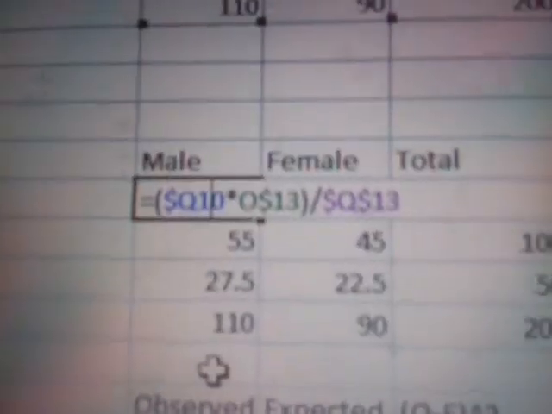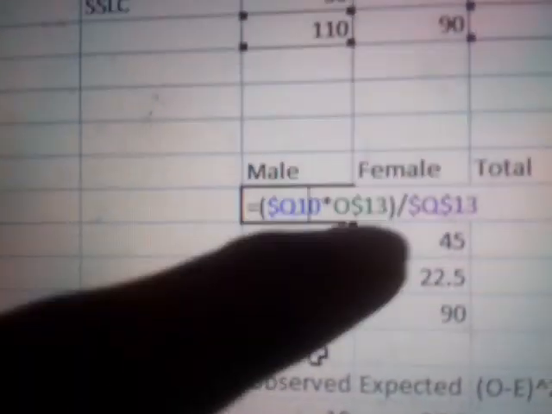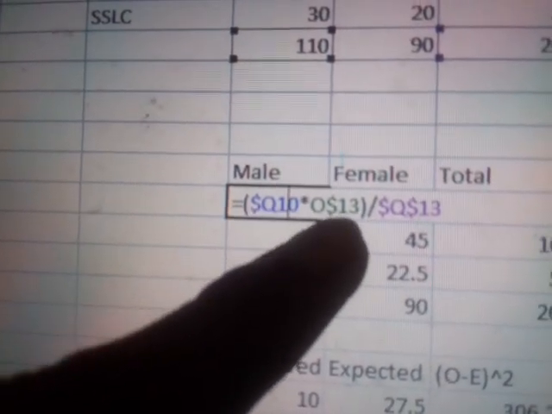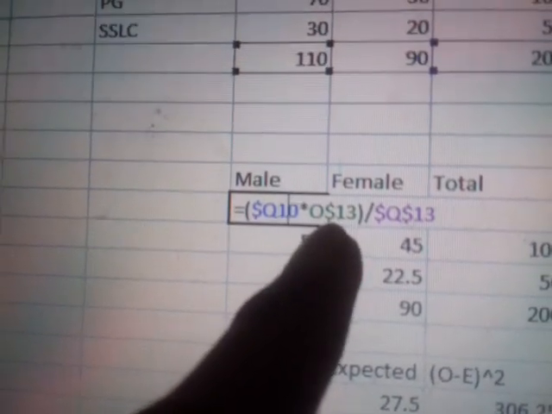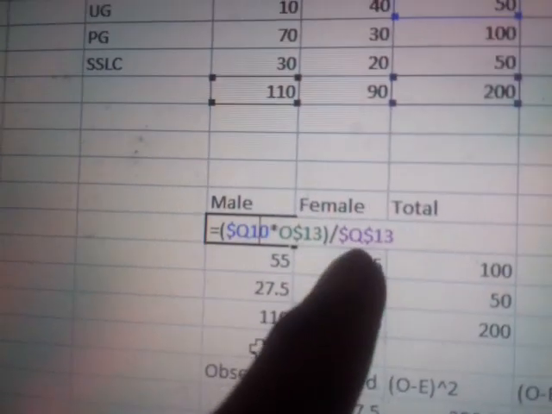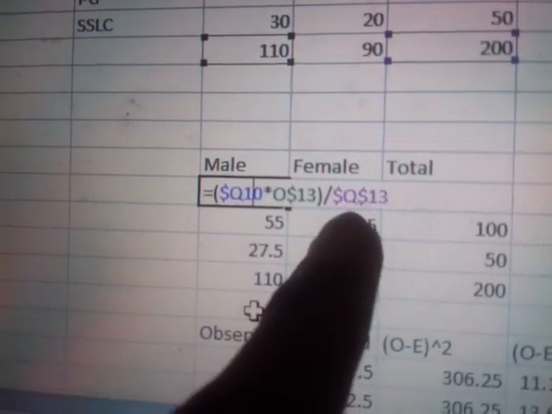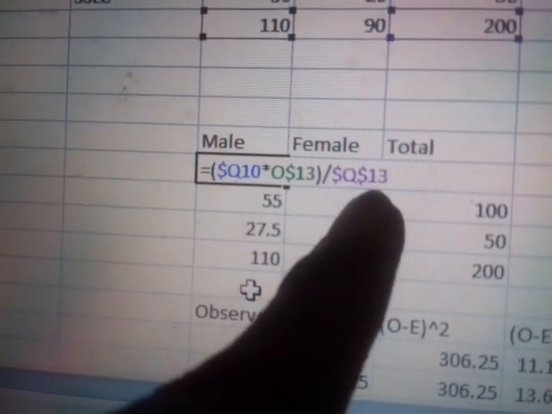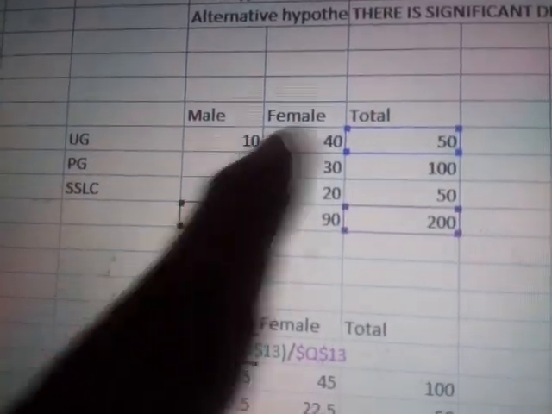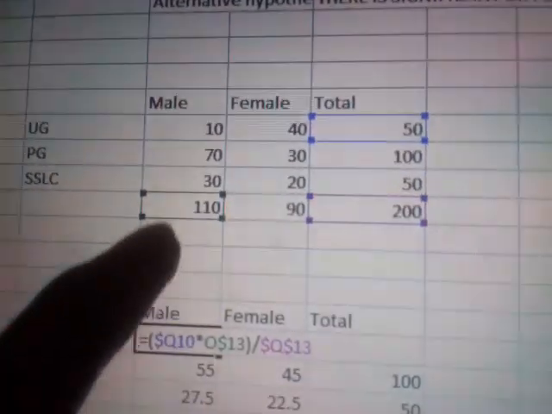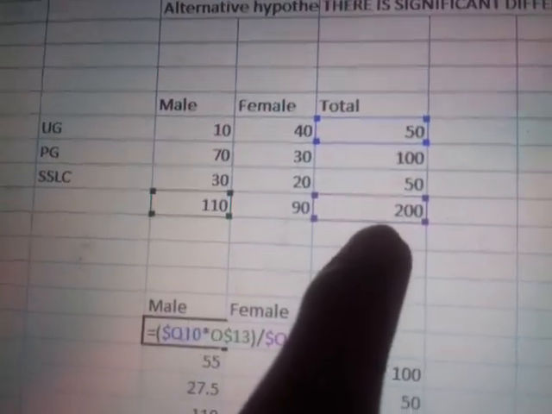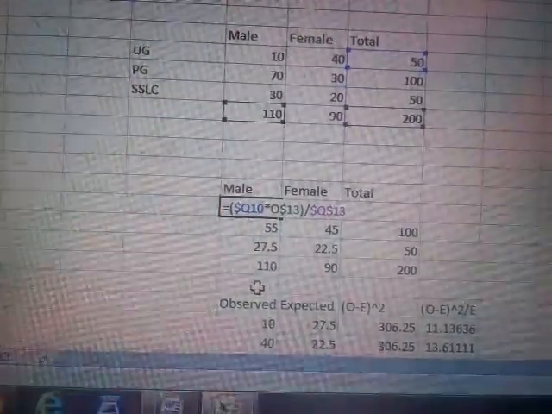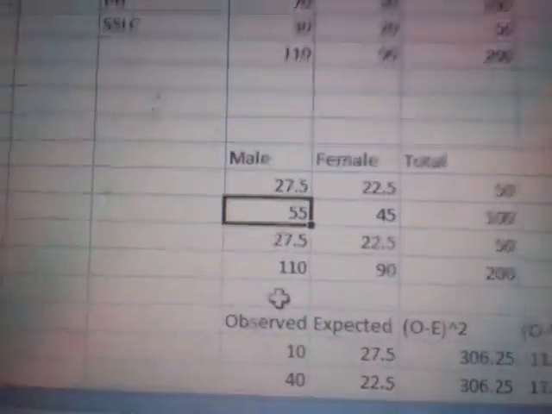See the formula. First you have to put a dollar symbol, and then the row total. This is the column total. You have to put a dollar symbol in between, divided by your total number of respondents. For the total number of respondents you have to use the dollar symbol. Is it clear? For the first data I took this value into this value divided by the total number of respondents. After that you click enter and you will get 27.5.